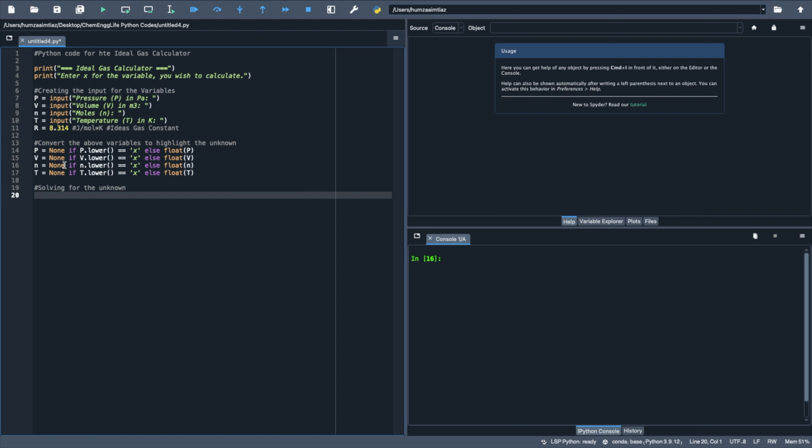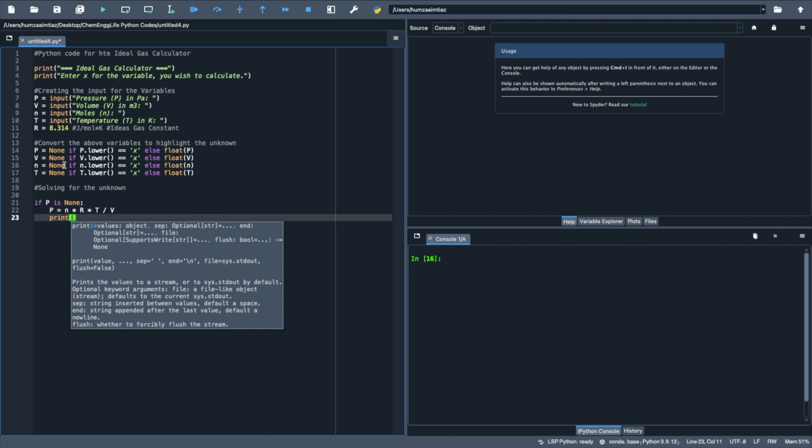And in that scenario, we're going to use the if statement. The if statement states that if P is None, then we are going to apply the very first formula, which is just n multiplied by R multiplied by T divided by V. And then we're going to print out the solution for the user to be able to see. And we're going to write it up just like this. So you write a backslash, and then we say calculated pressure is equal to, we're going to write a curly bracket, P:.2f in pascals.